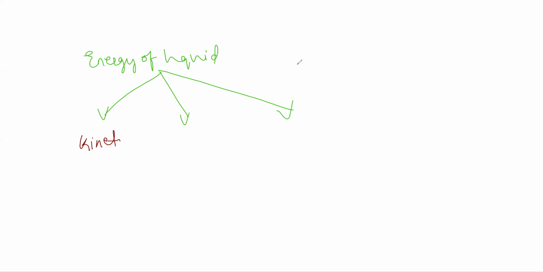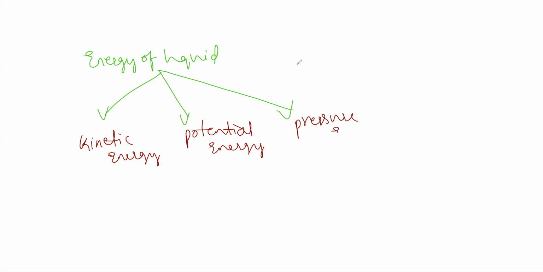So that is energy of a liquid. Mainly, energy of a liquid is classified into three types. So those are, first one, kinetic energy. Second one, potential energy. Third one, pressure energy.